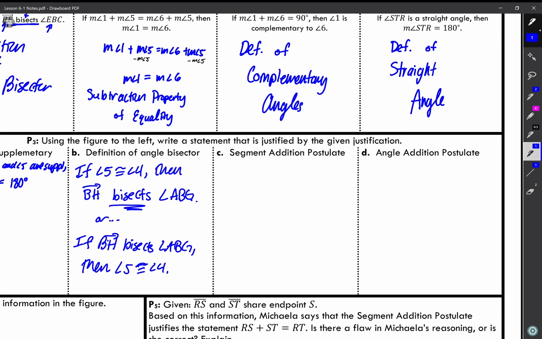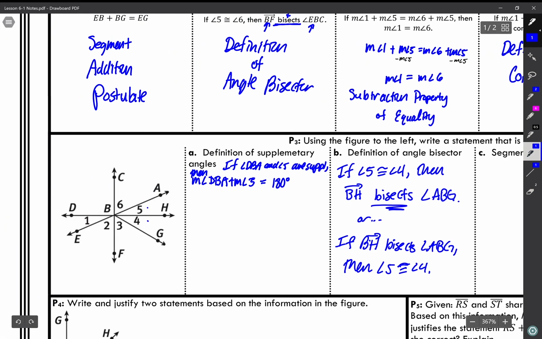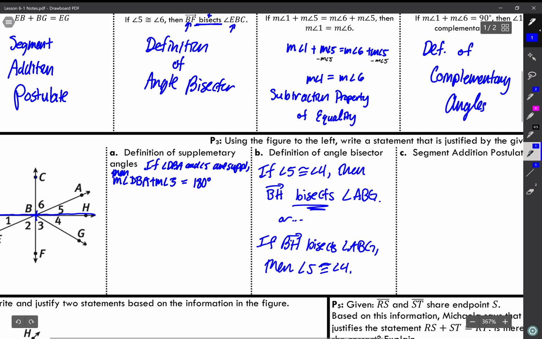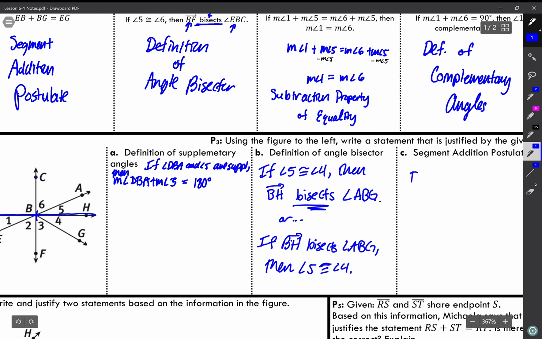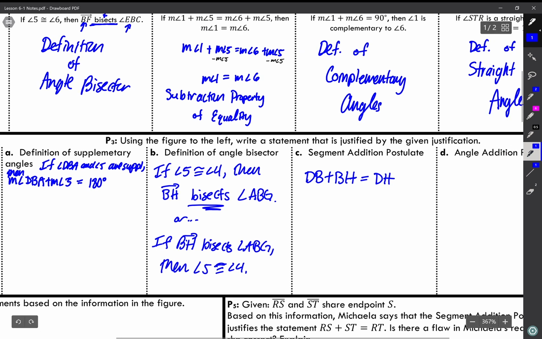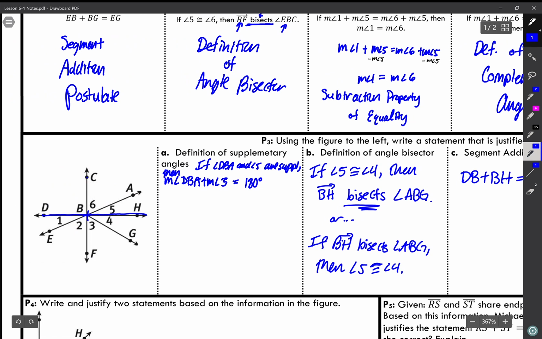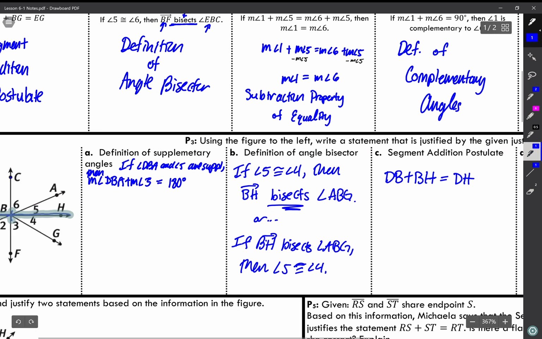Alright, C, segment addition postulate. That means we're adding the lengths of two smaller segments that make up a bigger segment. So how about the length of segment DB plus BH equals DH. How about that? DB plus BH equals DH. Okay, cool. That's not the only segment we could have done, but that one worked, so that's one we're going to deal with.